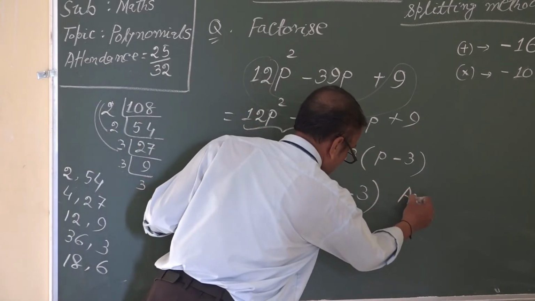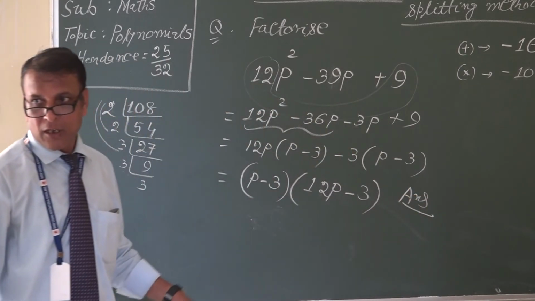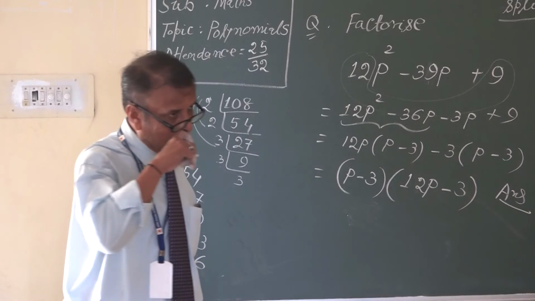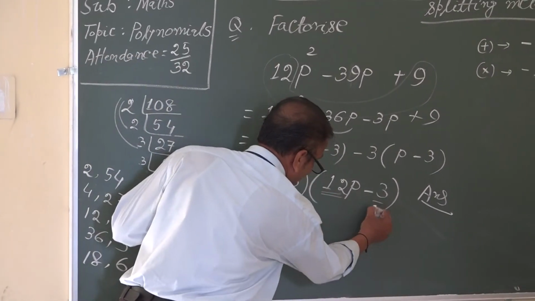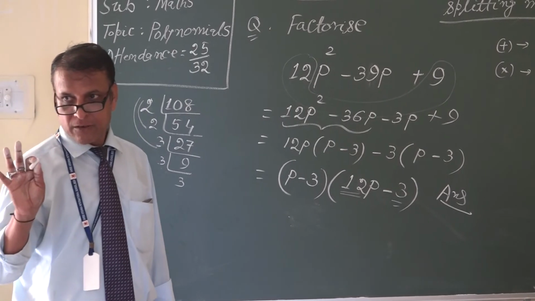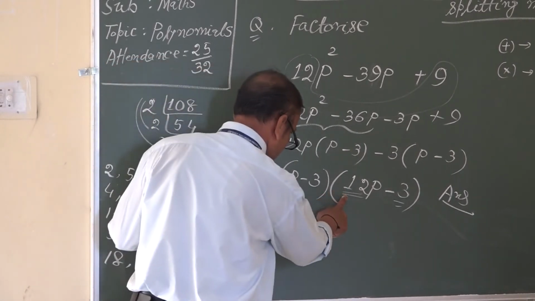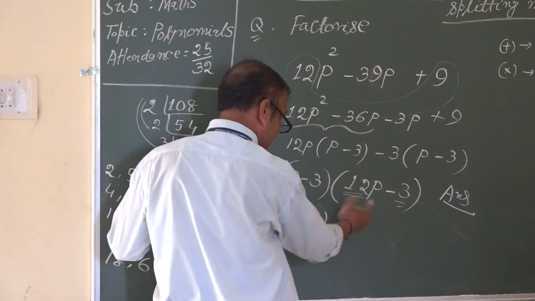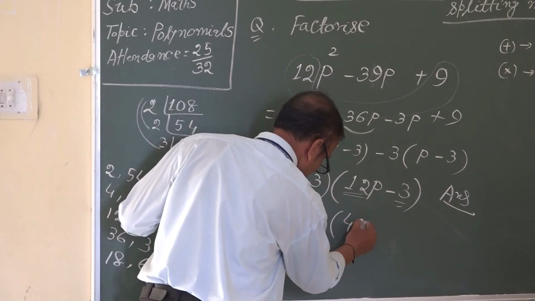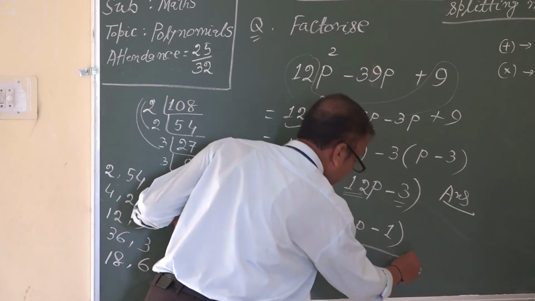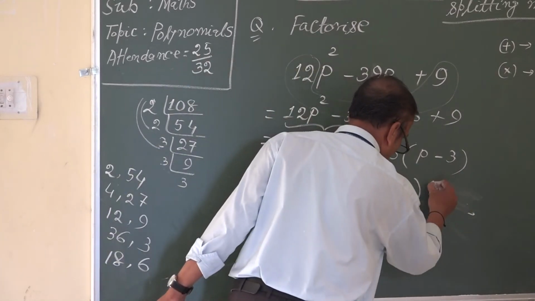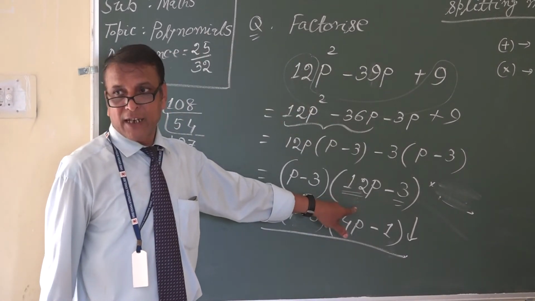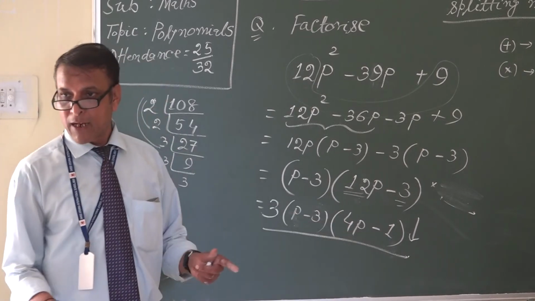If you write the answer here and finish here, still you are wrong. You will not get the full marks. Because you see, this 12 and 3, again you can take common 3 or not. Yes, sir. If you take 3 common, so 3 I am bringing out. Then what will it be here? 4p minus 1. This is the correct answer, not here. There is still one step. So here you will take the 3 common, then you will get the full marks.